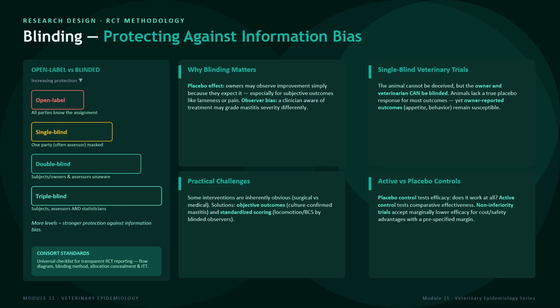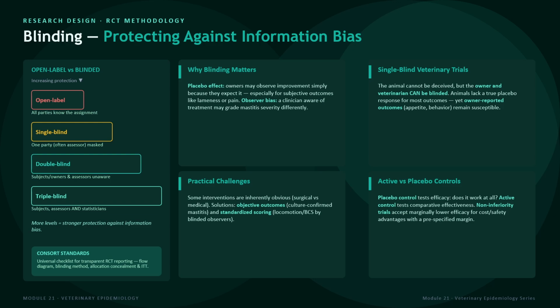Blinding matters because humans, not animals, introduce bias. Owners and veterinarians may unconsciously interpret outcomes differently if they know which treatment was given. This is especially true for subjective outcomes like lameness, pain, or appetite. Even though animals don't experience a true placebo effect, owners and assessors do. Blinding the outcome assessor is one of the most effective ways to reduce differential measurement error.